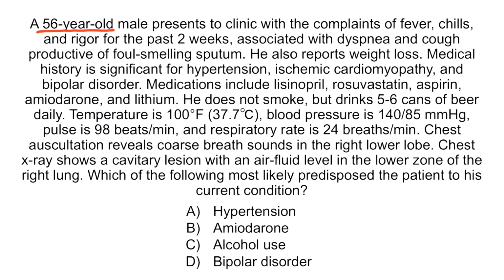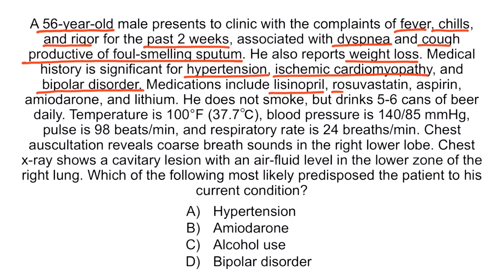So this is a 56-year-old male with complaints of fever, chills, and rigor for 2 weeks. He also reports dyspnea, cough, productive of foul-smelling sputum, and weight loss. These symptoms of dyspnea and cough help localize the patient's infection to the respiratory tract. Moving on, his medical history includes hypertension, ischemic cardiomyopathy, and bipolar disorder. Medications include lisinopril, rosuvastatin, aspirin, amiodarone, and lithium. He drinks 5 to 6 cans of beer daily. Temperature is 100 degrees Fahrenheit, blood pressure is 140/85, pulse is 98, and respiratory rate is 24.